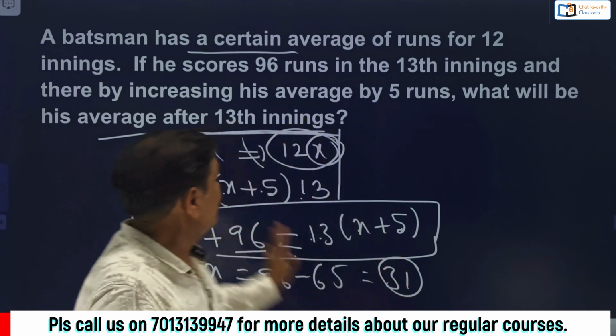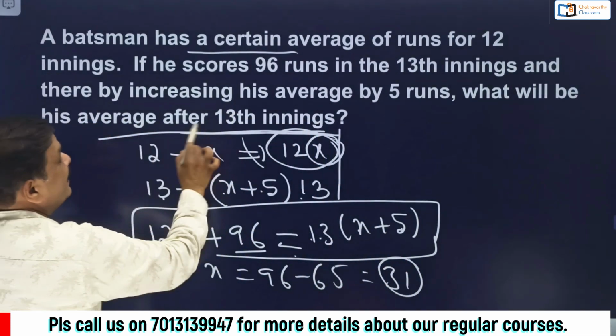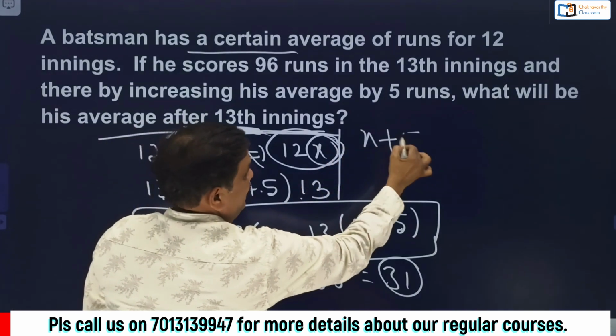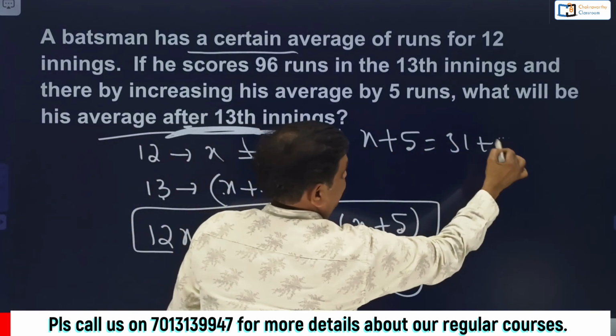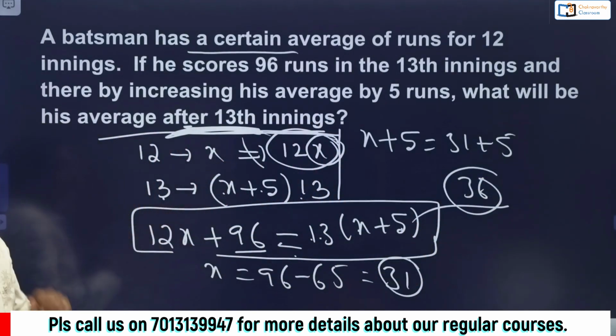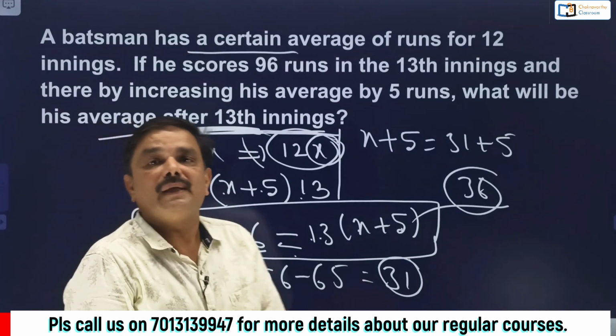But here the question is, what is the average after the 13th inning? So my answer is x plus 5, that is 31 plus 5. My answer is 36. Actually, this is the conventional way. Conventional way means using the algebra.